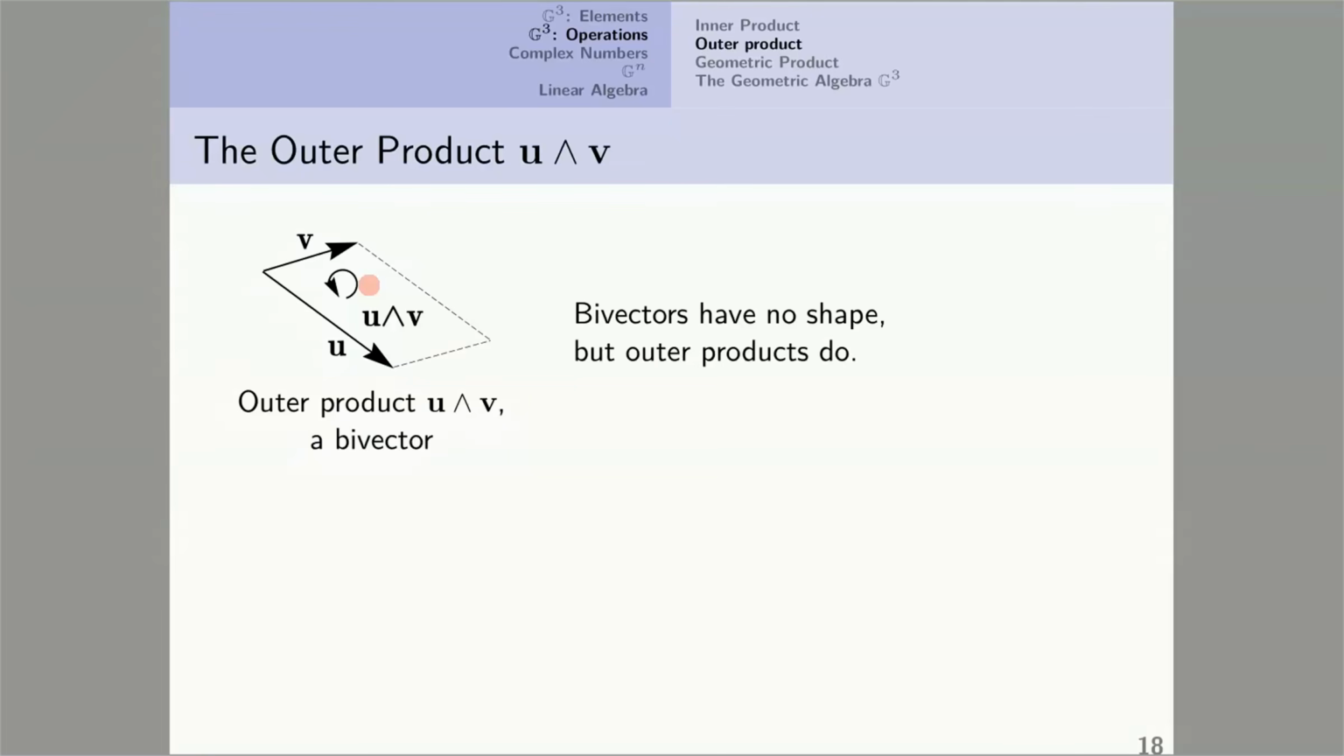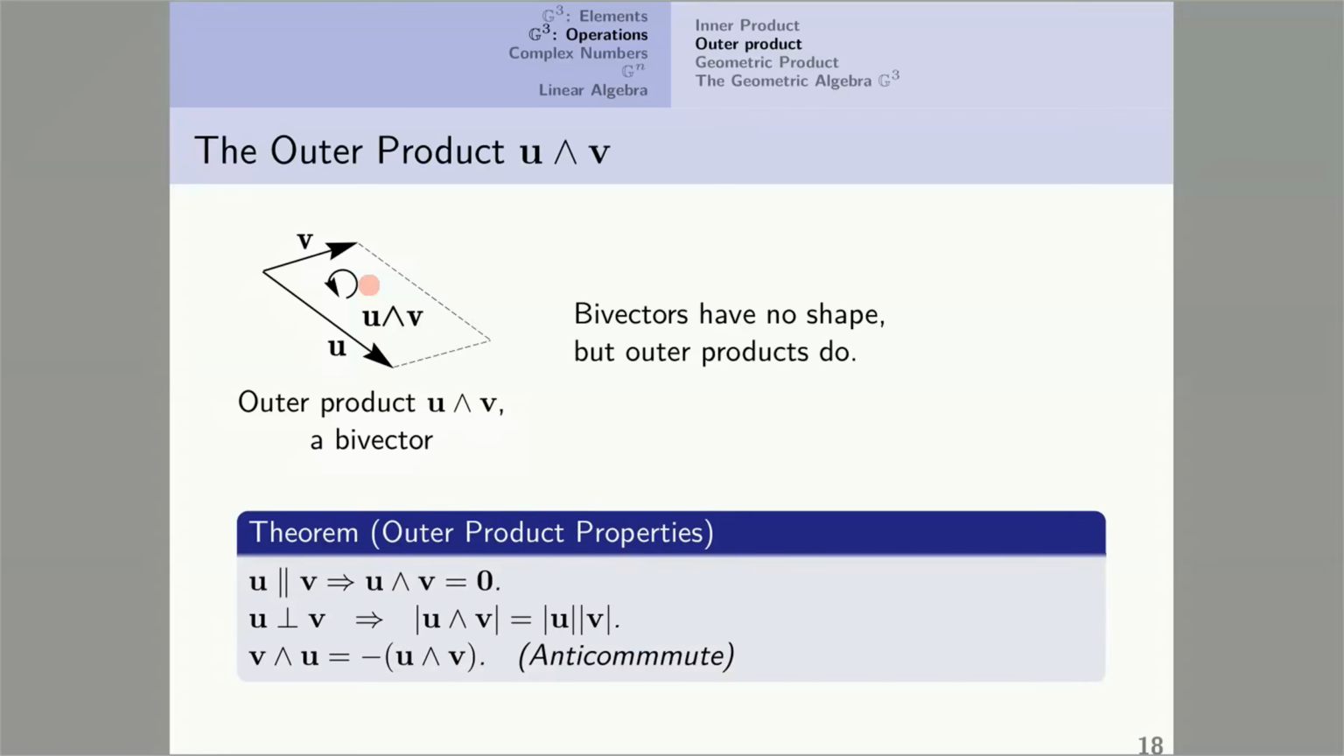I emphasized earlier that bivectors have no shape, but outer products, special kinds of bivectors, do. They have the shape of the parallelogram here. Three properties of the outer product. If U and V are parallel, then their outer product is 0. If U and V are parallel, then the parallelogram they define is degenerate with area 0.